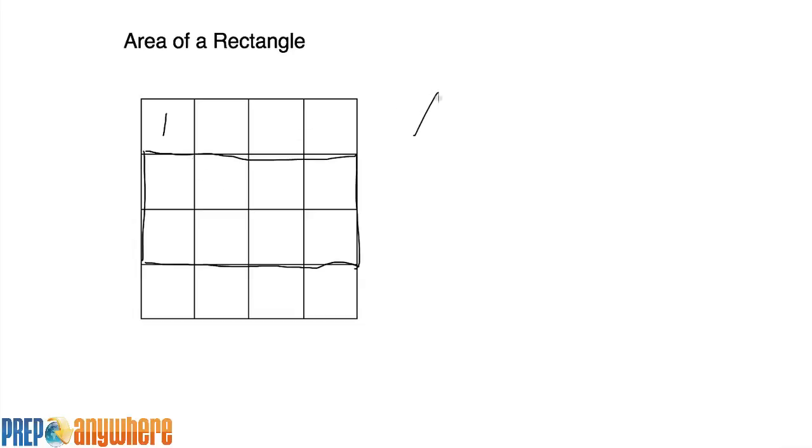If I want to find the area, I'm going to let A represent the area. Okay, I'm a little bit lazy. I don't want to write A-R-E-A every time, so I'm just going to write A. And here I can count. I have 1, 2, 3, 4, 5, 6, 7, 8. So my area here is 8.